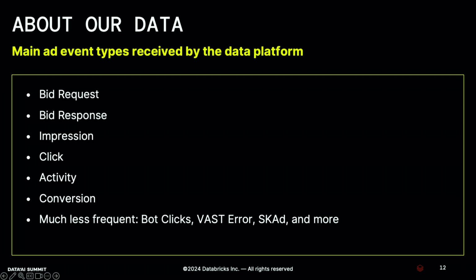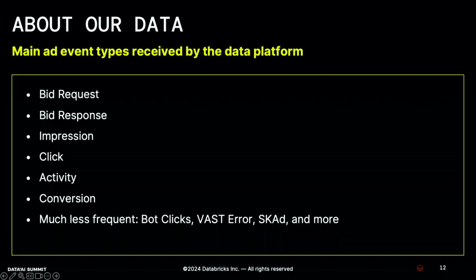I think one of the keys to understanding a data processing system is to understand its data. So here's a list of the main ad event types received by the data platform. The most common ad events we get are bid requests. Then comes bid responses. These two are sent by the front-end server we discussed earlier. And then we have post-auction events that include impressions, clicks, activities, and conversions. These are also known as win events, and they come from the event server previously mentioned.